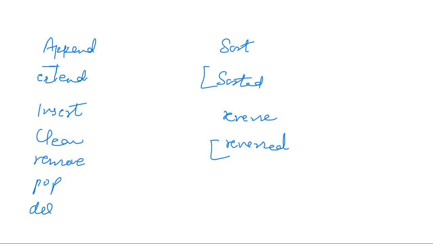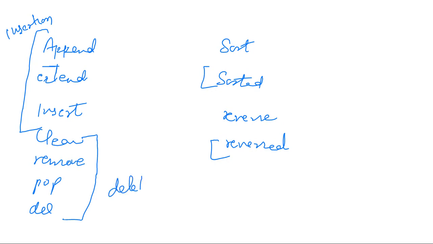First of all, I will discuss the explanation of these functions here, and then I'll run the program also. These three are related to insertion. These four are related to deletion, and these are just manipulation. You can sort, you can reverse. Now, if I talk about append, it is used to insert an element at the end.